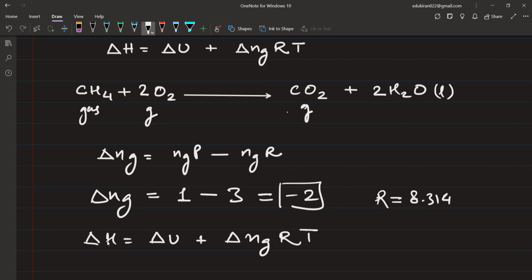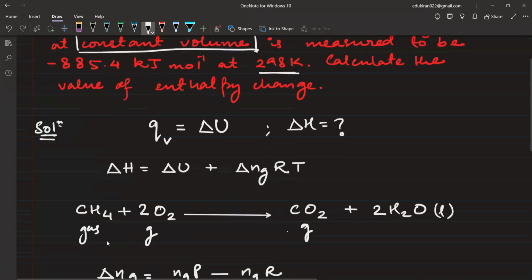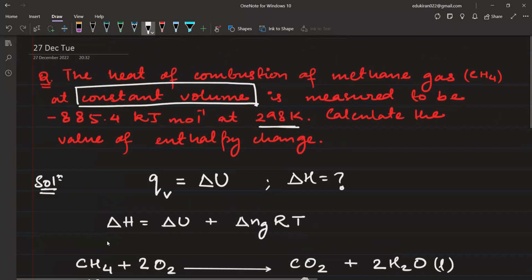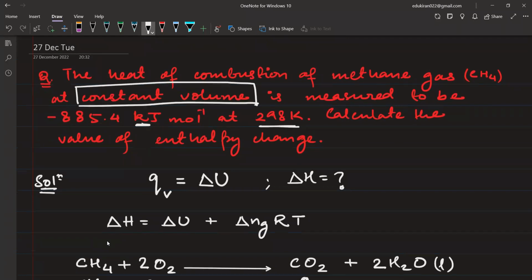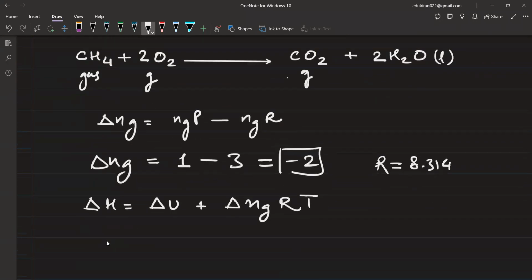Okay, so you will get delta U. You have it here. Convert this delta U to joules. This is kilojoules. You will convert it to joules first of all, and then you will write here what is delta U, and what was the temperature given? Temperature was 298 Kelvin. Please send me the answer of delta H in terms of joule.